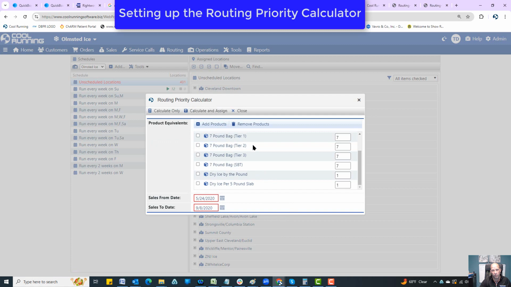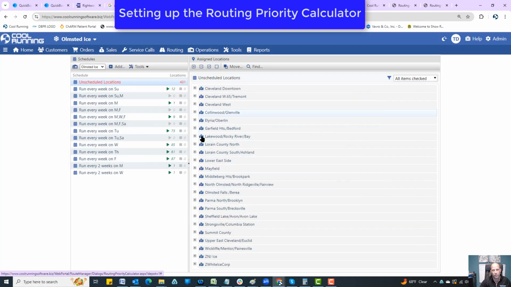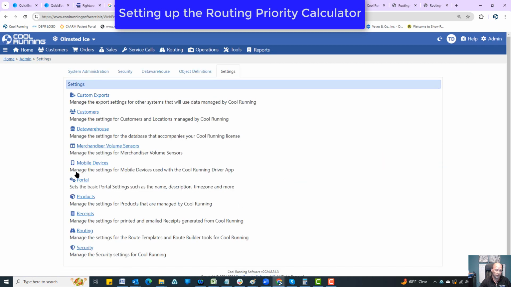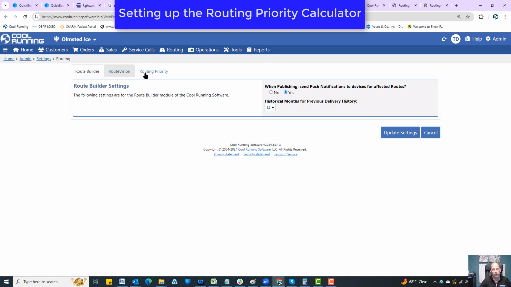Now before I go ahead and do that calculation, I'm actually going to show first off, where do we set the levels of product? Because right now we're starting to come out of season, so I want to do a comparison on that. So I'm going to go into admin, and I'm going to go to settings, and I'm going to go to products. And I apologize, hold on, admin, settings, and routing. There we go. Here it is, the routing priority calculator.